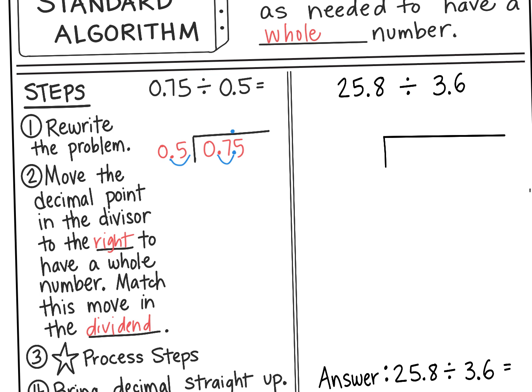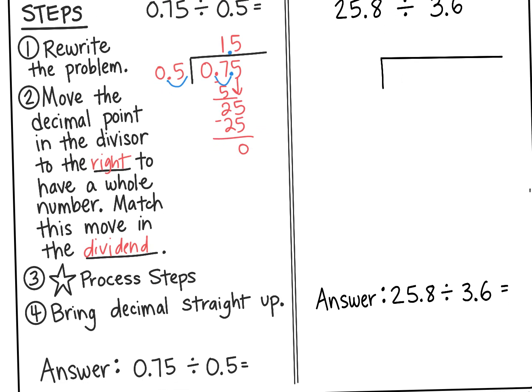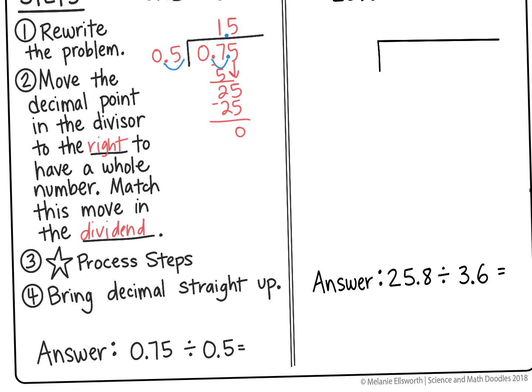I'm going to follow my process steps to get this problem done. Okay, 5 cannot go into 0, but it can go into 7 1 time, which is 5. Subtract, bring down. And then 5 goes into 25 5 times, which is exactly 25 with nothing left over. So my final answer for this one is 1.5. Decimal just pops straight to the top. I write my final answer down here. And now we can move on.